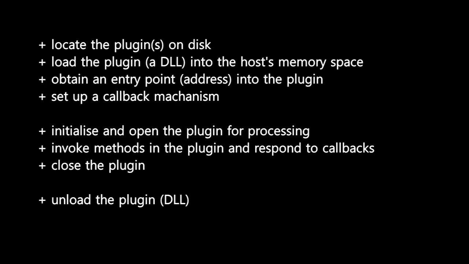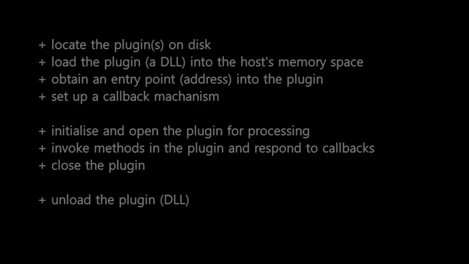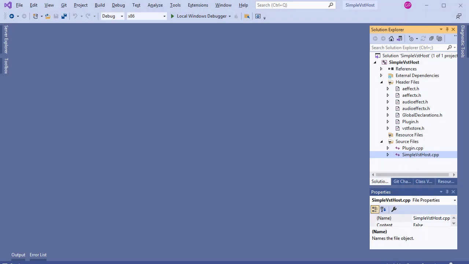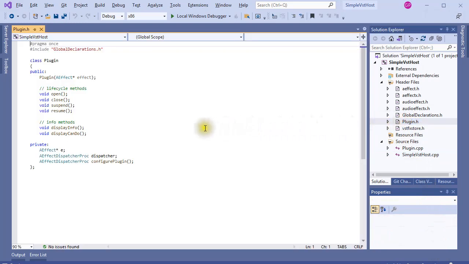Even these first few steps can be tricky. I'm not going to waste your time by typing out the code in real time, but instead show you what I've got already and explain. As you can see here, I have a plugin class which encapsulates the interface to the plugin. This is the constructor with a parameter that's a pointer to the plugin's effect object, and we've seen this before on the diagram.